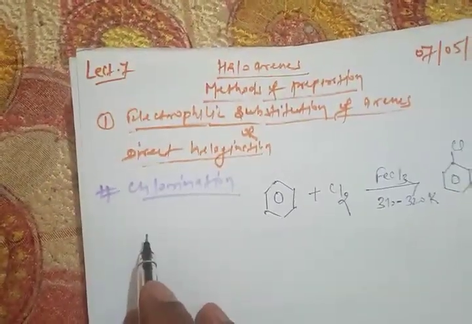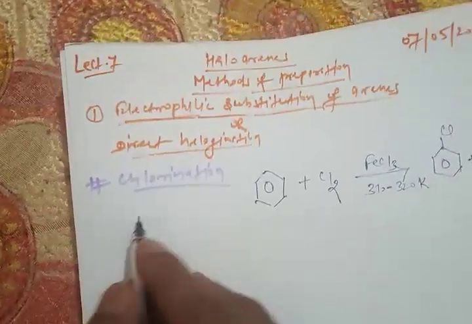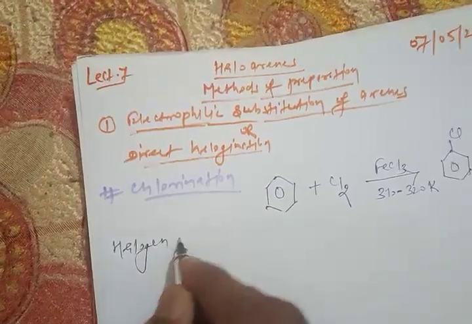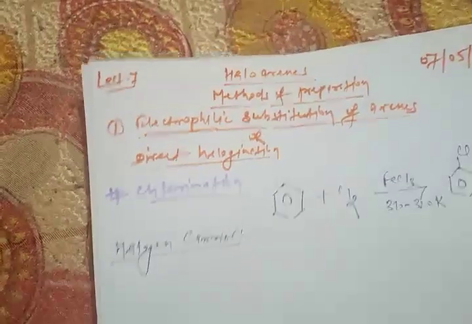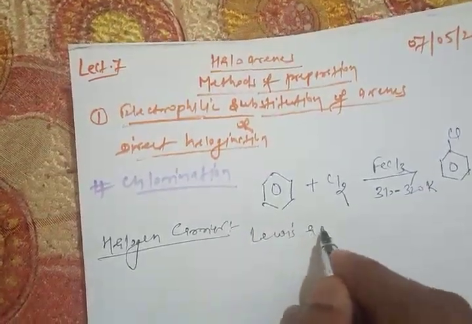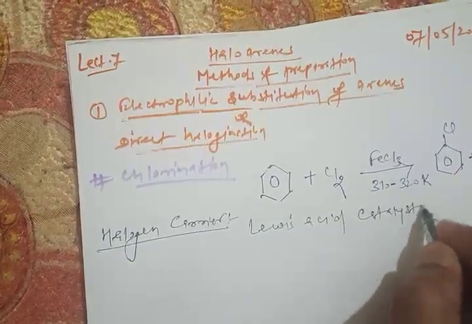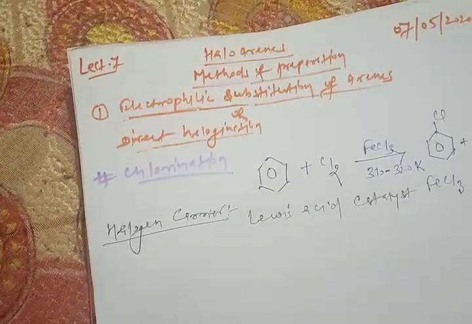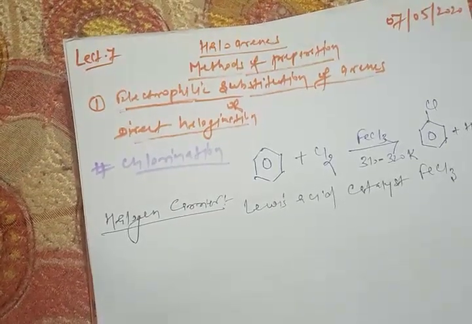Here you should understand the role of FeCl3. It is also called a halogen carrier, that means the substance which carries or abstracts the halogen. It is a Lewis acid catalyst, FeCl3. What this FeCl3 will do is generate an electrophile.